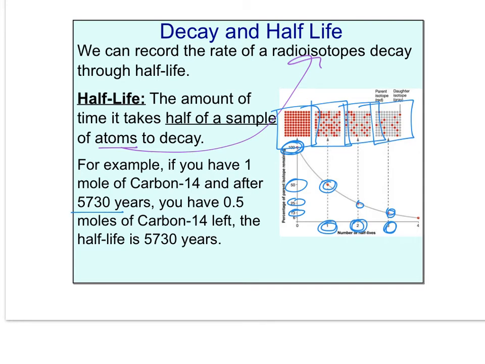So notice, it's not half of an atom decaying, it's half of a sample. That's the key word. That's what people get flip-flopped with this. It's half of the sample. So if you look at this, there's 100 here, now there's 50, now there's 25, now there's 13. So some of them are remaining, just some are decaying faster than others, and we're going to measure that by when they decrease by half.